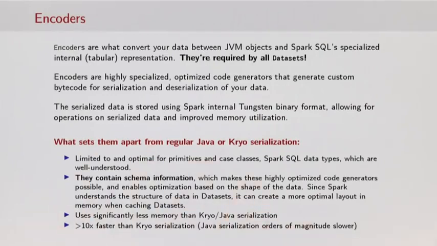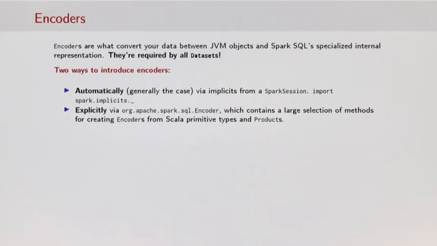So these encoder things all tie back to this Tungsten component that does all of these optimizations in memory and with the representation of the data that we're operating on. And I told you that there's an encoder for every dataset, so every dataset has encoders for its types. But we've been creating datasets all over the place, and we've never seen these encoder things before. Well, that's because the most often used way to introduce an encoder is to do it automatically via implicits from this Spark session object. But as we saw, sometimes we run into the situation where we're required to explicitly pass an encoder to something.